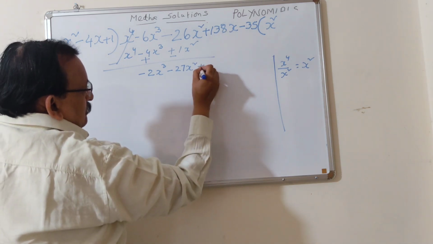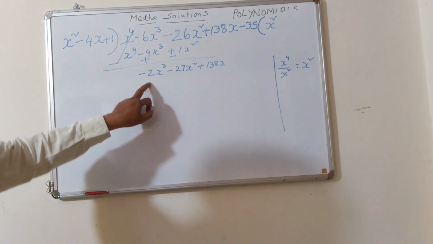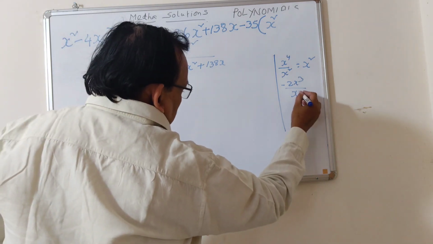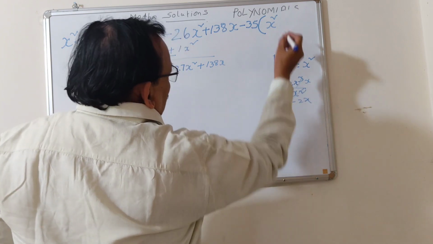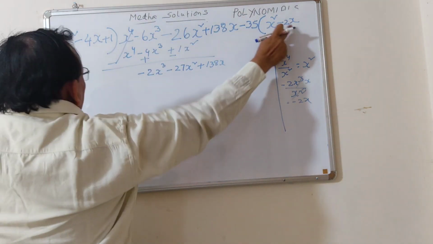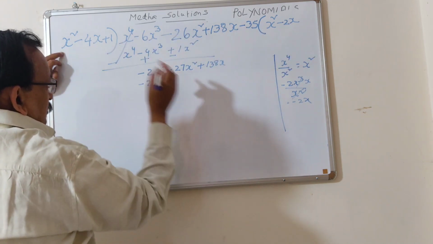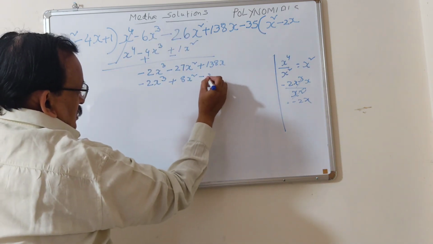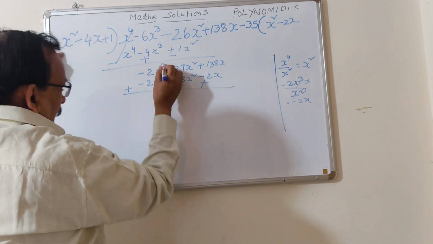Bring down 138x, and now we have to eliminate this minus 2x cube. Now find the quotient: minus 2x cube by x square, and cancel here x. So minus 2x is the quotient that you have to write here. This minus 2x into again all these terms: minus 2x into x square is minus 2x cube, minus 2x into minus 4x is plus 8x square, minus 2x into plus 1 is minus 2x, and then change the symbols, and then cancel.